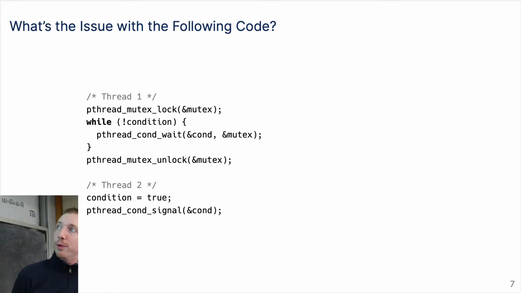You have thread 1 that grabs a mutex, it's waiting on some condition, and then it waits, and then unlocks the mutex, and thread 2 sets the condition to true and signals on the condition. And initially assume that the condition's initially false. So let's look at this for like 30 seconds or a minute and then see if anyone can come up with some type of problem that might happen here.